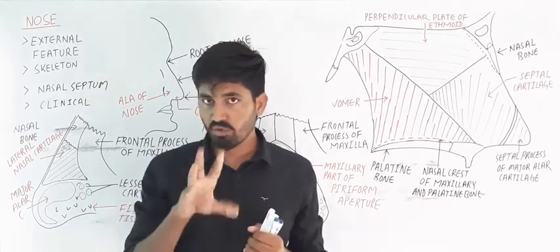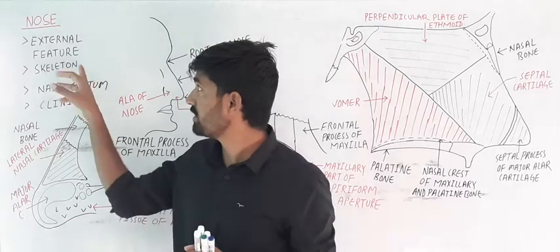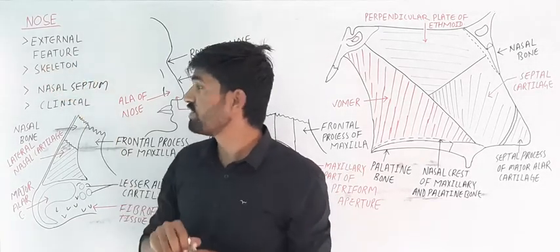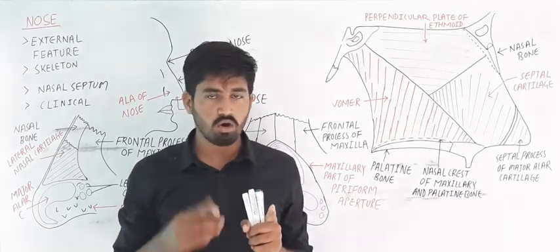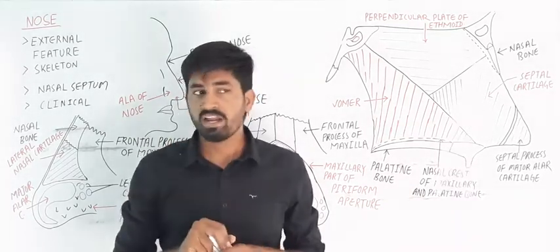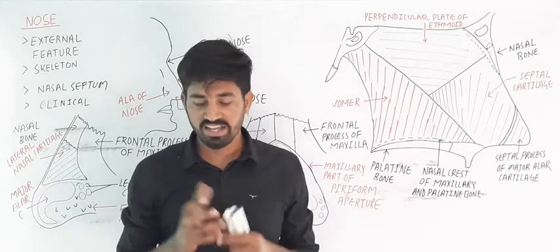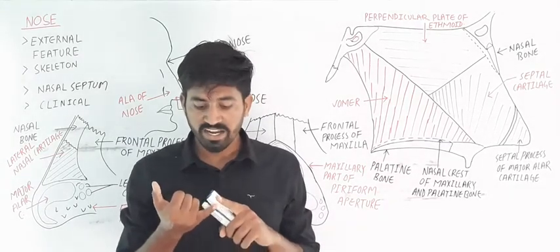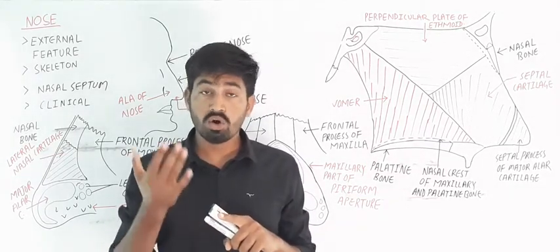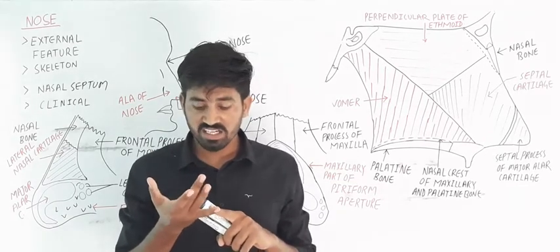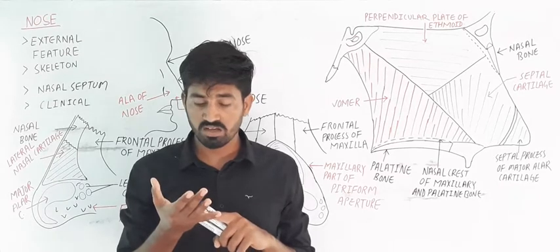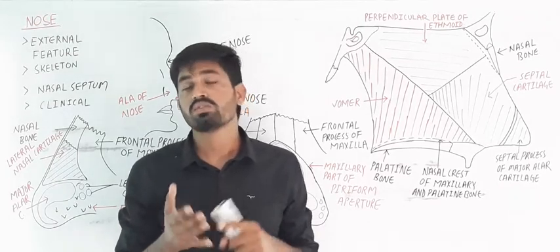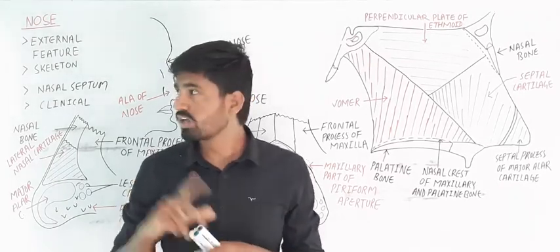So now we are starting with the normal things, that is, the external features and all. See, the nose is a projected and prominent structure on the face. The function of the nose is respiration. It protects the lower respiratory tract. It has the organ of smell and is responsible for the sense of smell. So these all are the functions of the nose.